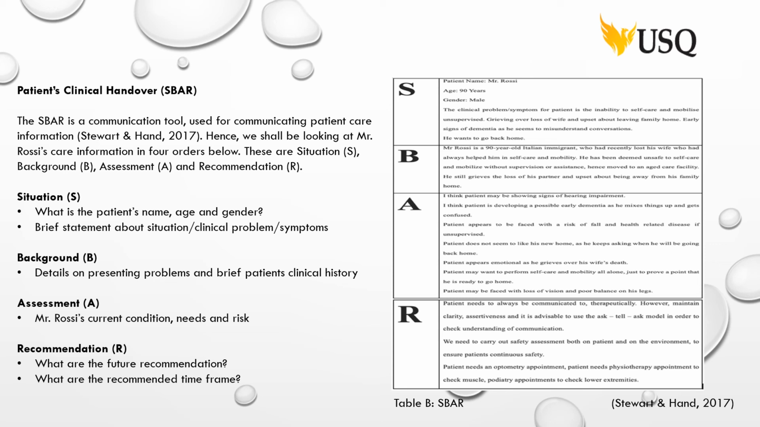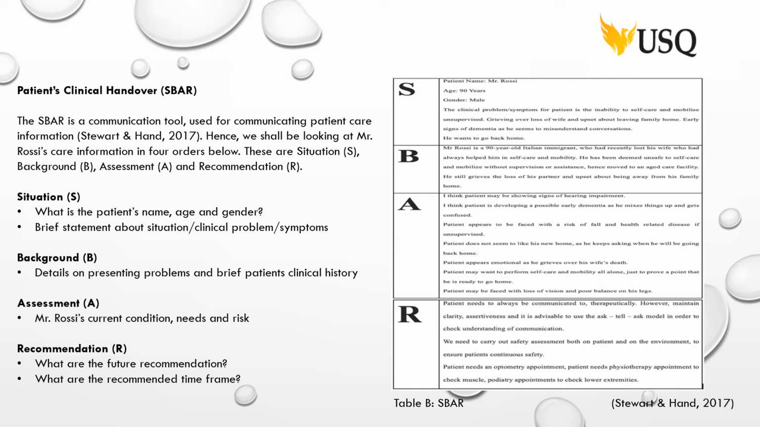Now, we need to carry out a safety assessment both on the patient, that is Mr. Rossi, and on the environment, to ensure Mr. Rossi's continuous safety. This should be done maybe twice a week, or four times every fortnight. The patient also needs an optometry appointment, a physiotherapy appointment to check muscles, and a podiatry appointment to check the lower extremities at least once or twice every month. This is all to ensure Mr. Rossi's safety in his new environment.